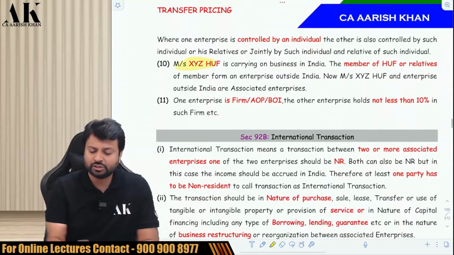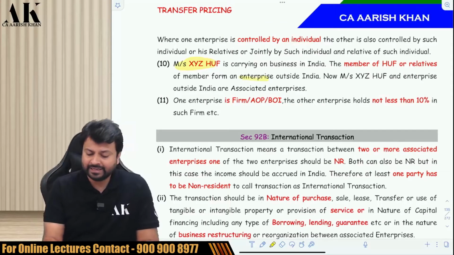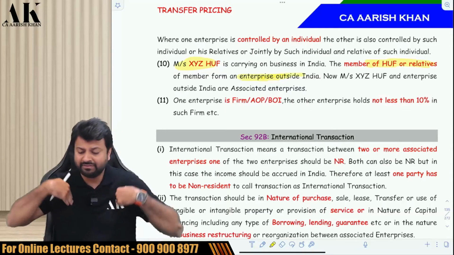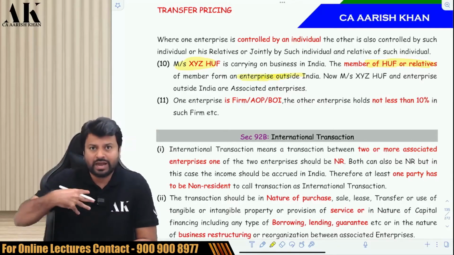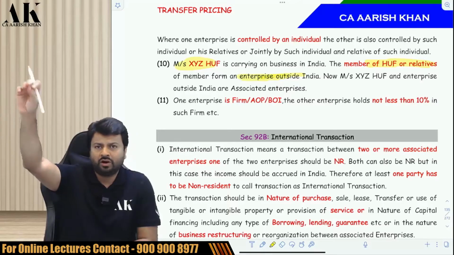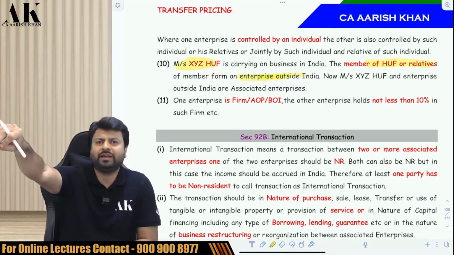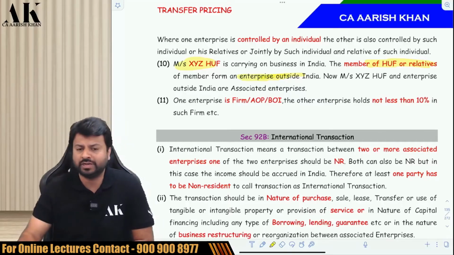One entity is HUF. And another entity is any other entity which is controlled by whom? Which is controlled by the HUF or its relatives. Then myself and that enterprise will also be deemed to be what? Associate enterprise. So I am an HUF and there is one entity outside India which is also controlled by me or a member of my HUF or the relatives of the HUF. Then myself and that particular enterprise will also be deemed to be associate enterprise.